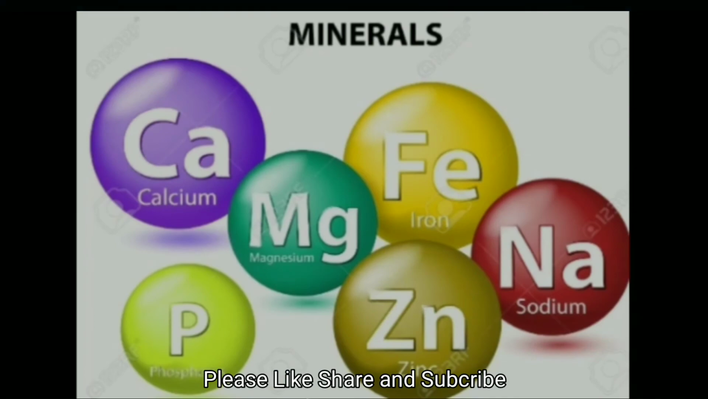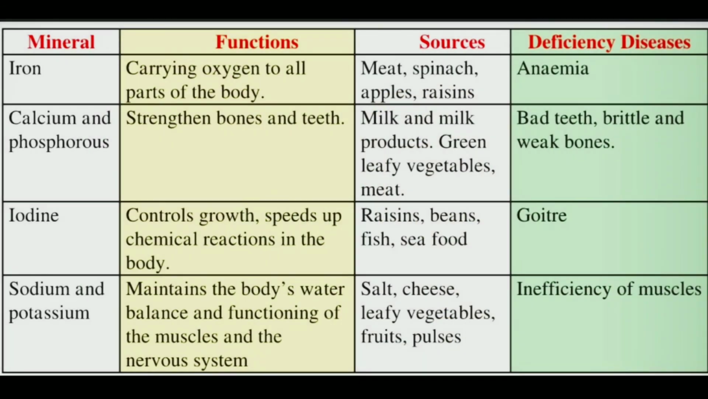The body needs several inorganic substances. They are called minerals. The table below gives examples of some minerals and provides information about their functions in the body, the various sources of the minerals as well as the diseases caused by their deficiency. Deficiency means less proportion.